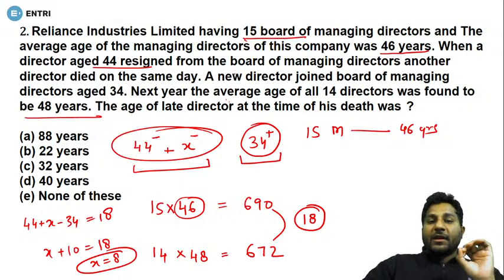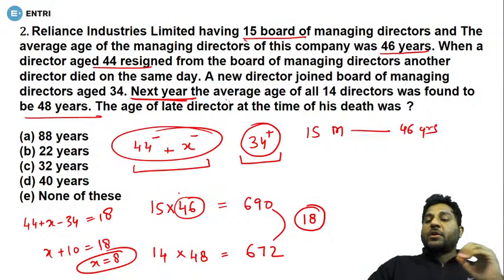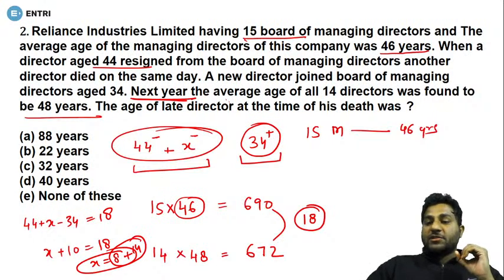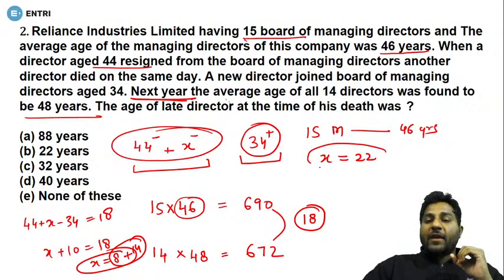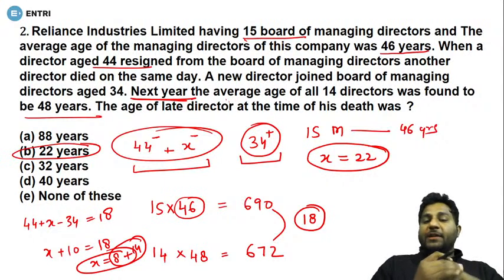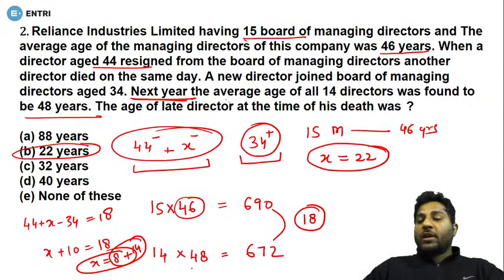But remember, it has asked about next year. Next year is an important statement, and next year means you will add 14 years in total, because we are dealing with the total age. That means the final answer of x will be 22 years. We had to add 14 years because we reach one more year.